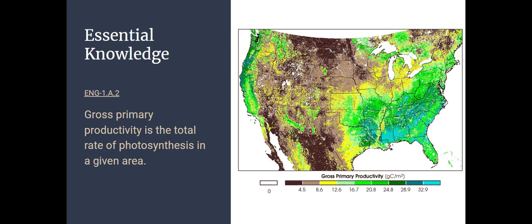So the types of producers that are in a given area and the quantity of those producers ultimately determine the total rate of photosynthesis. Now, through deforestation, we would expect to see the primary productivity decrease over time if we are no longer having those producers in that location to undergo photosynthesis.